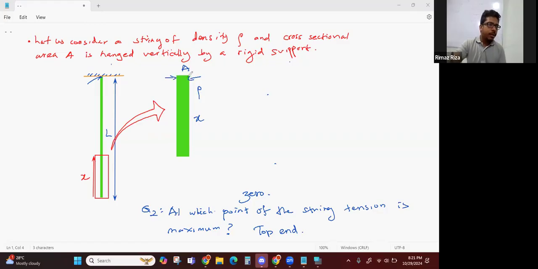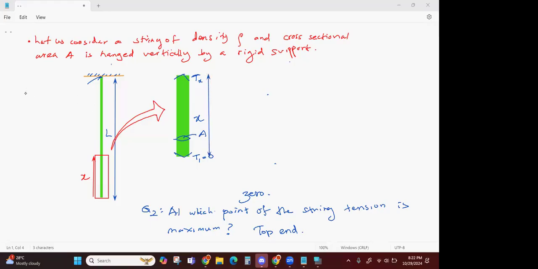So if I consider this part of the string, here I can mark the cross-sectional area. So here at the bottom end, the tension is 0. So the tension at the bottom end is 0, say T1 equals 0. And here the tension, let us take as capital T or Tx, the tension at distance x. So this height is x.